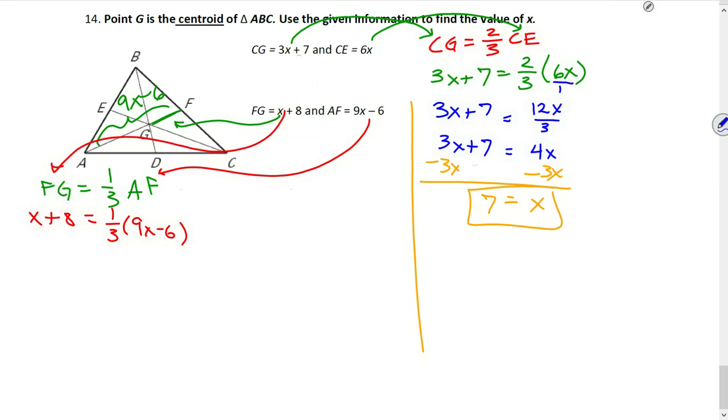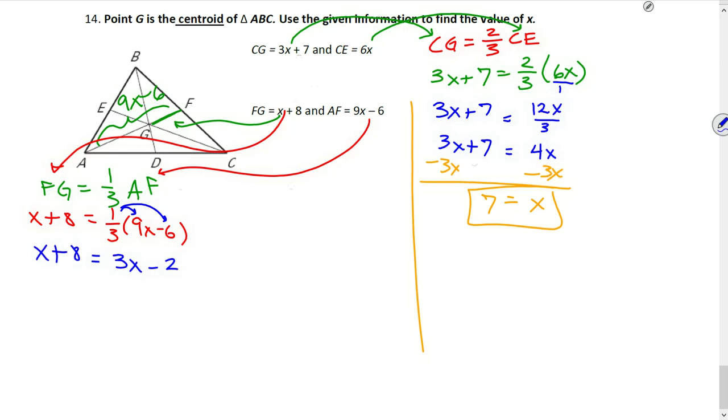1/3 distributes nicely into this binomial because they're both multiples of 3. So 1/3 of 9x is 9x divided by 3, which is 3x. And 1/3 times 6 is 6 divided by 3, which is 2. So you get 3x minus 2 on that side. This is just the x plus 8.